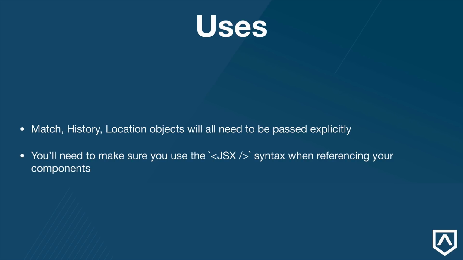Also, you'll need to make sure that you use JSX syntax. Instead of just passing a reference to your component inside of curly braces, when you're using React Router's render prop, you need to actually return the JSX syntax. So this is where it gets a little bit more tricky than what we're used to. So let's see what it looks like.